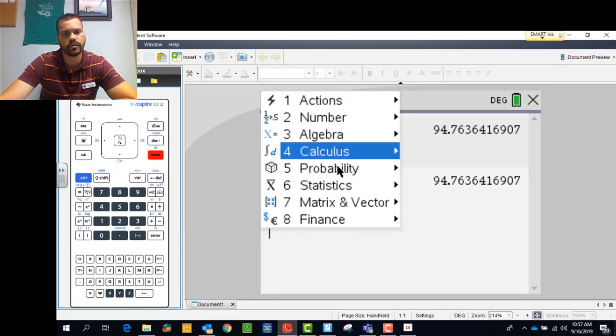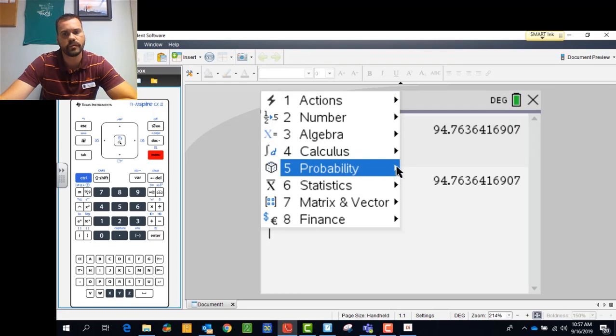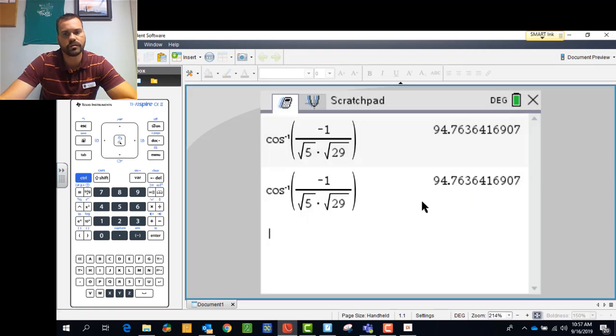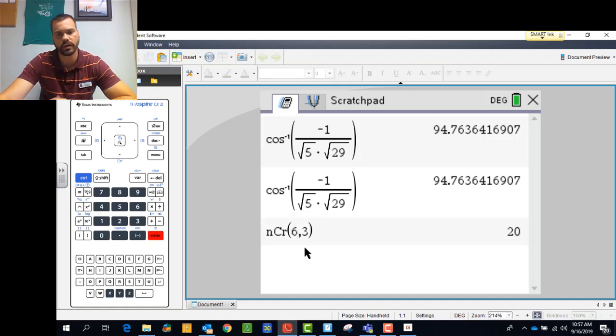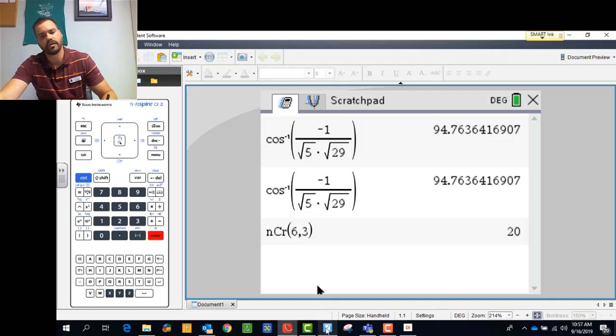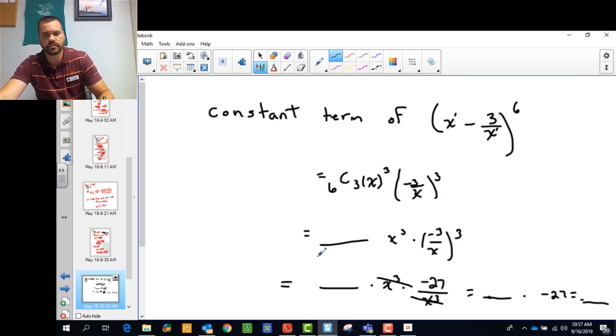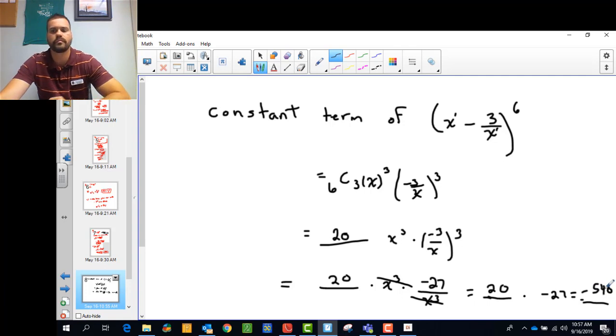There we go. So we're going to go to probability and ask it to do a combination. It's 6 choose 3, so it comes out to 20. So we're going to end up with 20 times minus 27, and that gives me negative 540. Okay, so that's how we find the constant term.